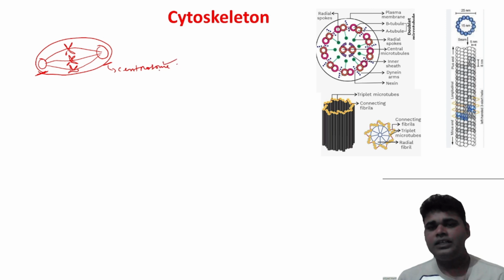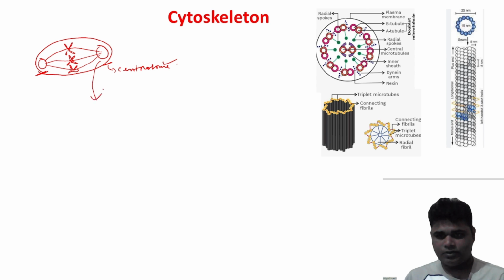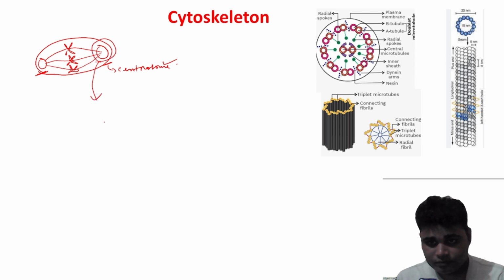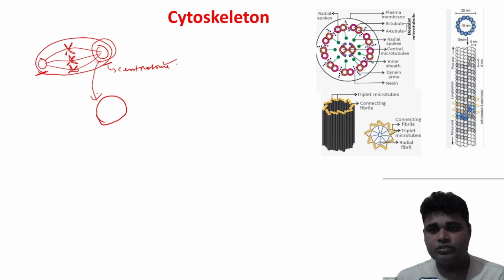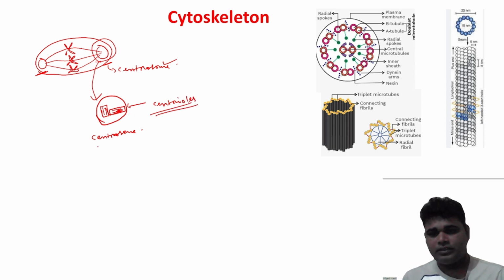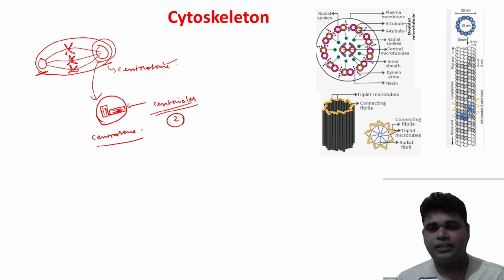Now what is the centriole, what is the centrosome? If we see the structure, the centrosome looks like this. So in the centrosome, two centrioles are present, and they are present perpendicularly to each other. So they are called the centrioles.